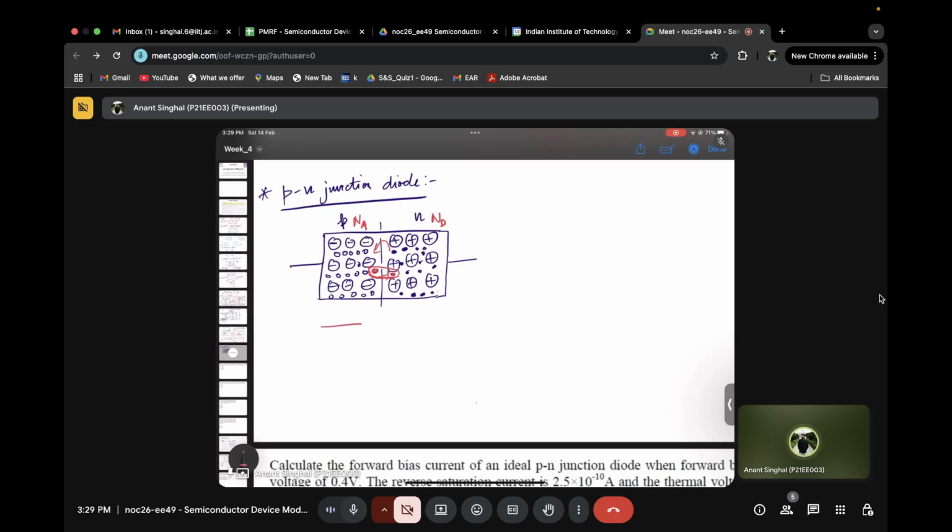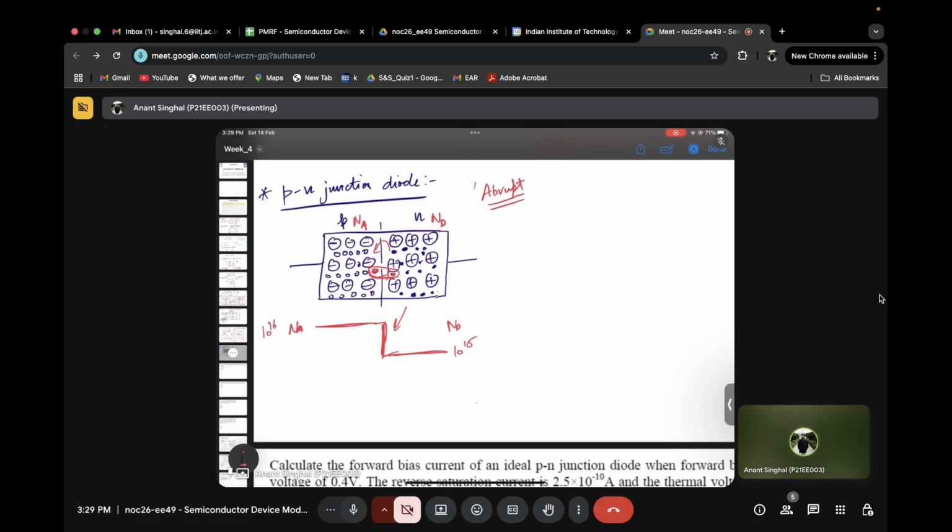So let's say I've taken a case in which Na is, for example, 10 raised to the power 16, and Nd is, for example, 10 raised to the power 15, as of now. So what we see here is there is an abrupt concentration change at the junction, right? So this is the main point. What we study in general is the abrupt p-n junction diode. This is one assumption that we take, that the concentration gradient is very abrupt at the junction.